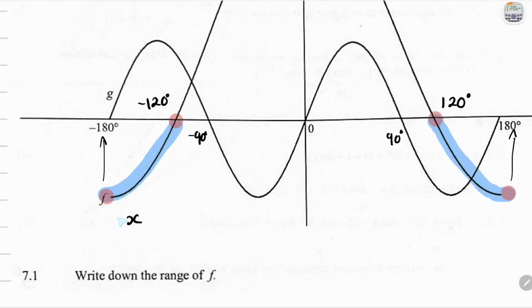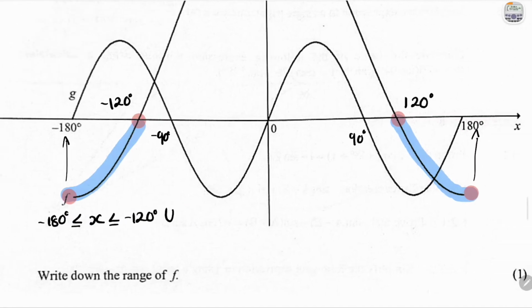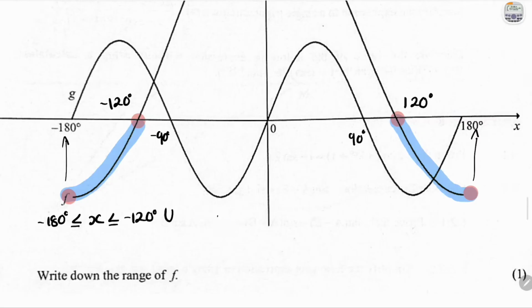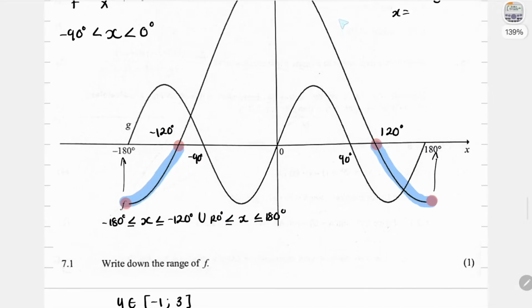So we're going to say x is greater than or equal to -180 degrees, but less than or equal to -120 degrees. And then along with that, we're going to have where x is greater than or equal to 120 degrees, but less than or equal to 180 degrees. And that will be the answer to that question.